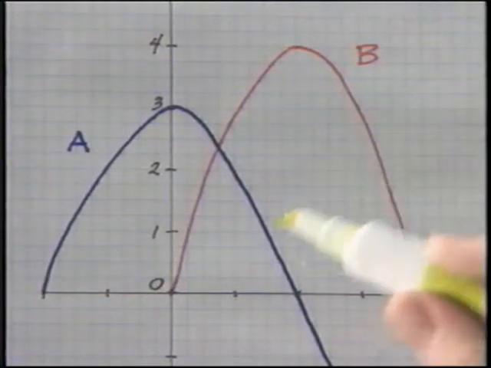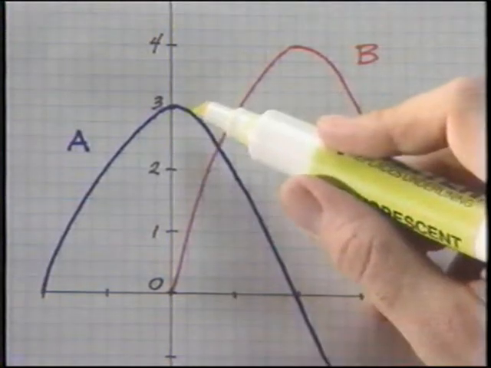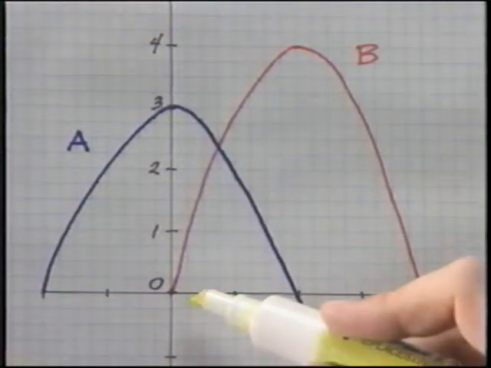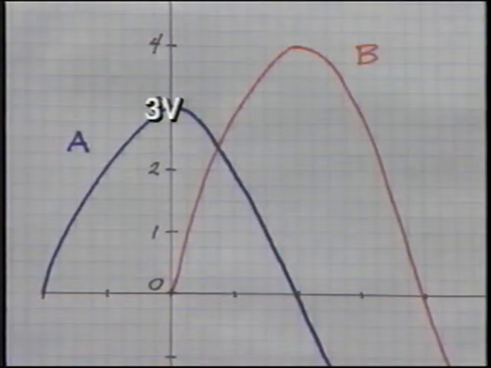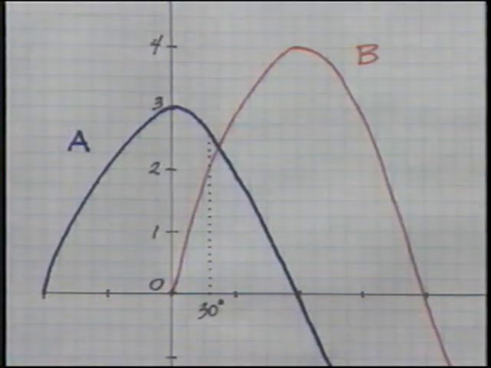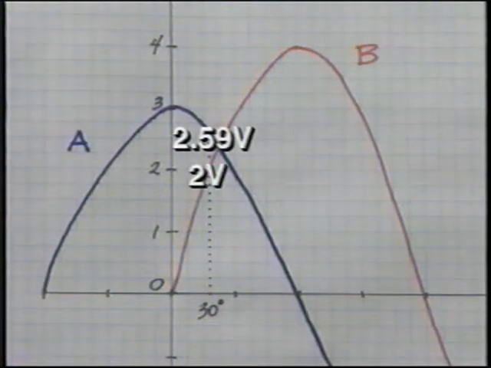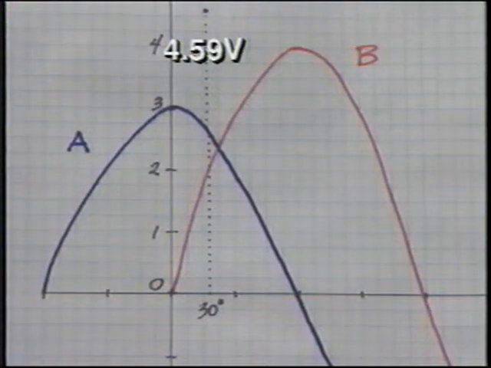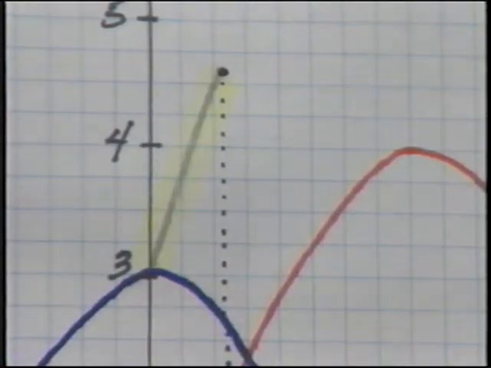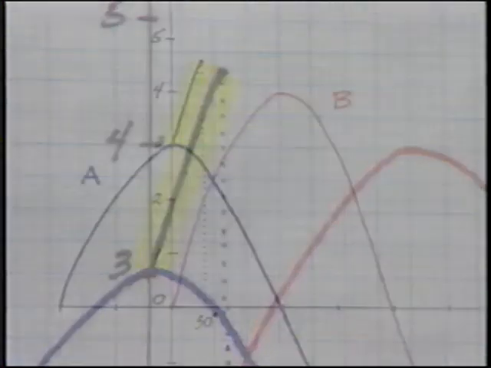Start at 0 degrees. A is at 3 volts and B is at 0 volts. 3 plus 0 gives an instantaneous value for the resultant sine wave of 3 volts at 0 degrees. Moving along the horizontal to 30 degrees, A has an instantaneous value of 2.59 volts, while B at this point is 2 volts. 2.59 plus 2 yields a resultant value of 4.59 at the 30-degree point along the horizontal axis. Now connect these 2 points to form a segment of the resultant sine wave.